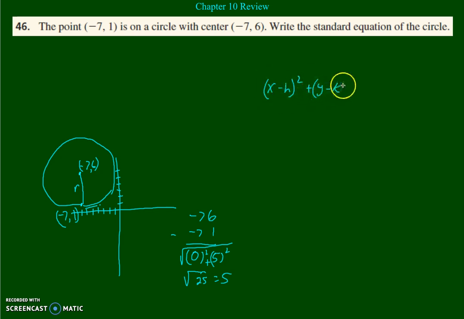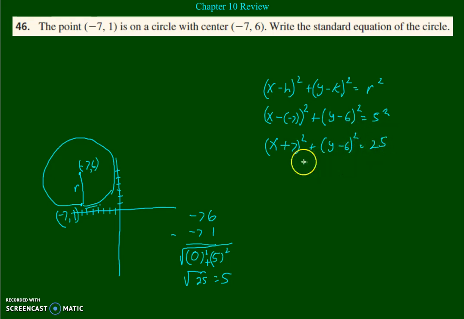y minus k squared equals r squared. We have x minus, our center is at -7, squared, plus y minus k is 6 squared equals r, which is 5 squared. That gives us x plus 7 squared plus y minus 6 squared equals 25. And that's our equation. Now we'll move on to problem 47.